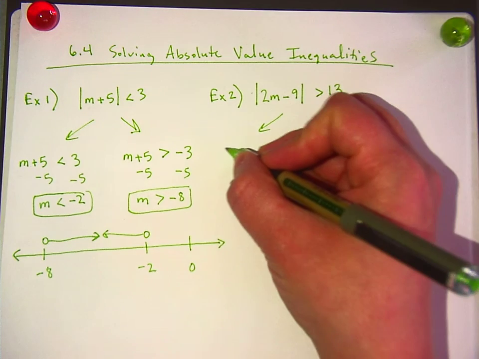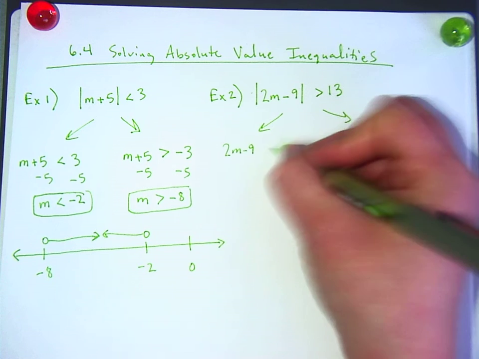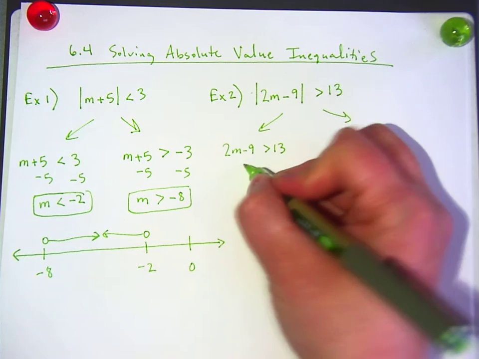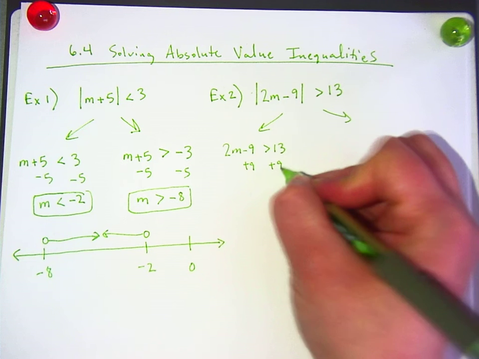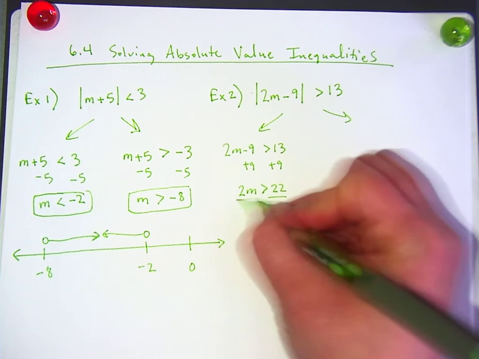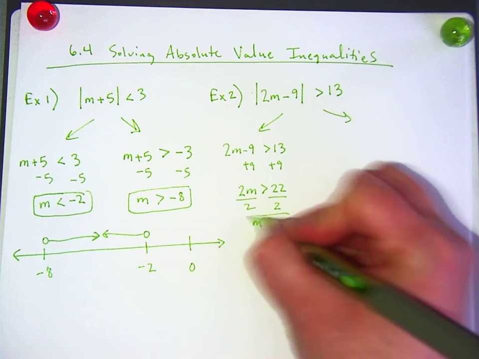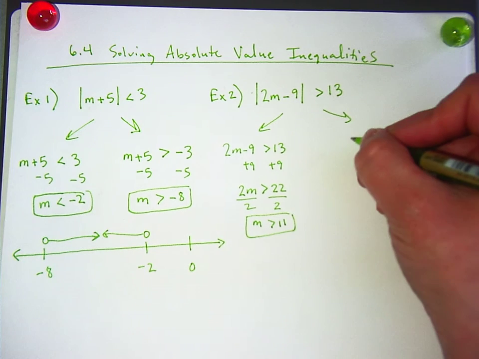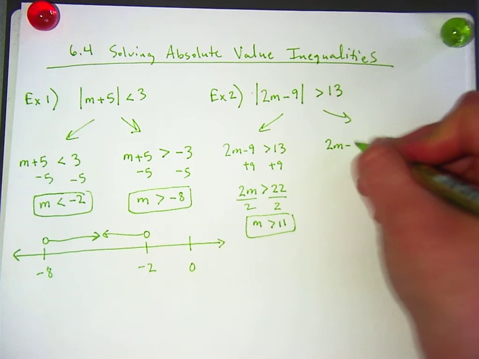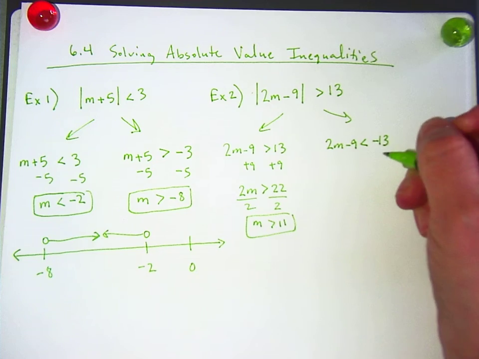Okay, so one of them is 2m minus 9 is greater than 13, so then you do plus 9, and 13 plus 9 is 22. 2m divided by 2, and 22 divided by 2, m is greater than 11. Okay. And then for the other one, you have 2m minus 9 is less than negative 13. You would add 9 on both sides.